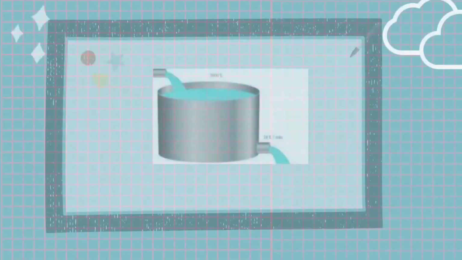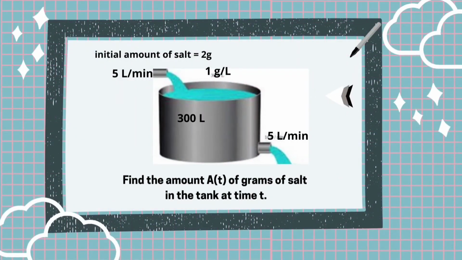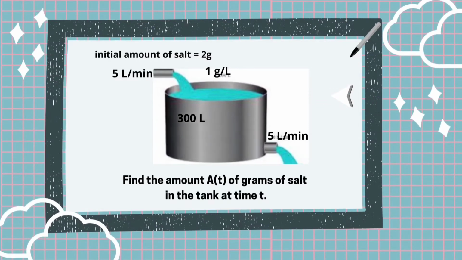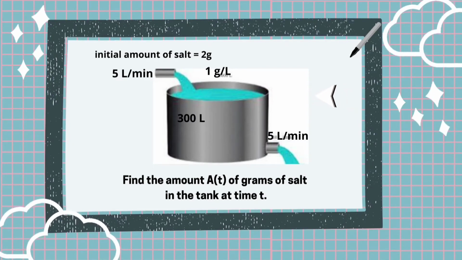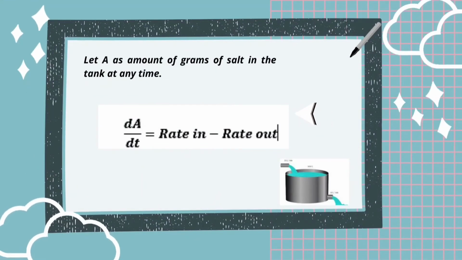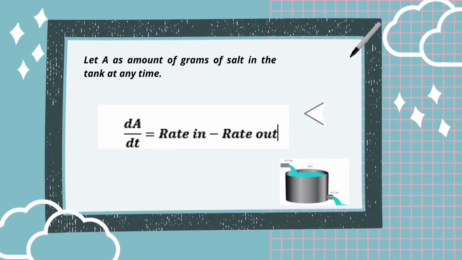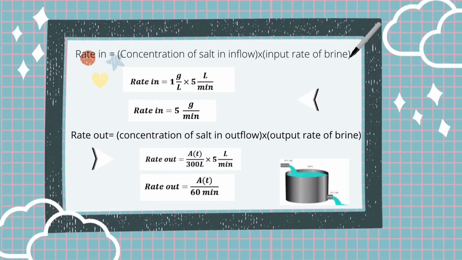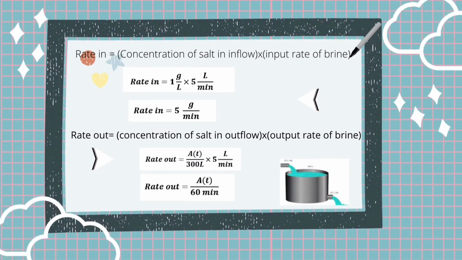From the question, we are given the initial amount of salt, that is 20 grams, the rate of brine 5 liters per minute, the volume of fluid, that is 300 liters, and the concentration of salt in the inflow, 1 gram per liter. We let A be the amount of grams of salt in the tank at any time, and the formula in this question is dA over dt equals rate in minus rate out. Rate in equals the concentration of salt in inflow multiplied by the input rate of brine.